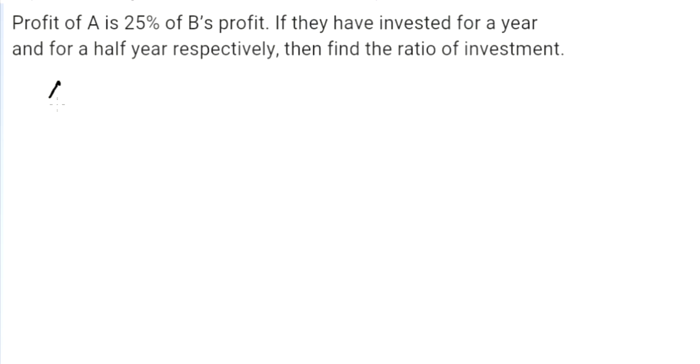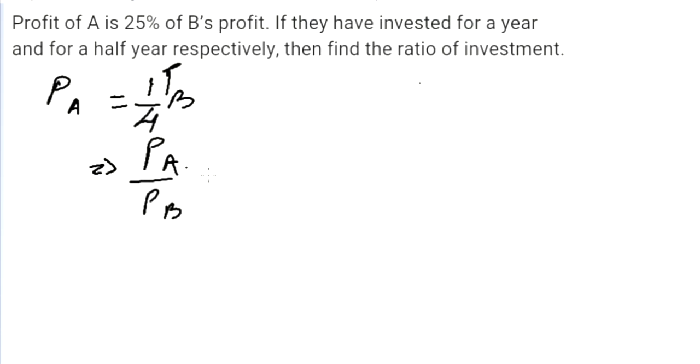Regarding that, profit of A is equal to 25% of 25%. You can write 25 by 100, or you can write this directly as 1 by how much? It is 4. You know that percentage. You need to remember that. You know the ratio of PA and PB becomes how much? 1 by 4, 1 by 4.